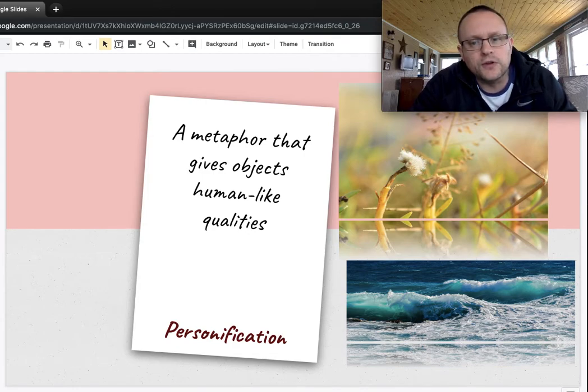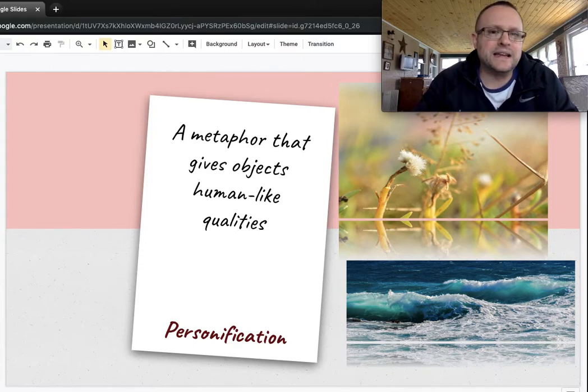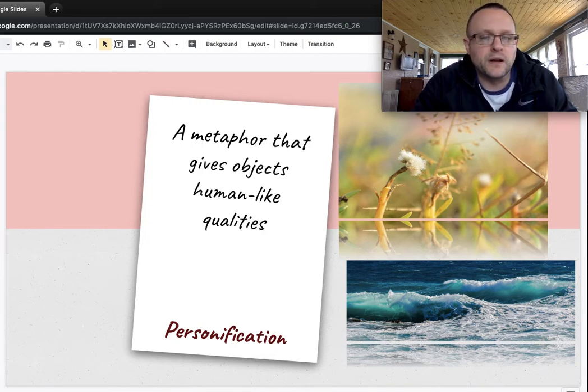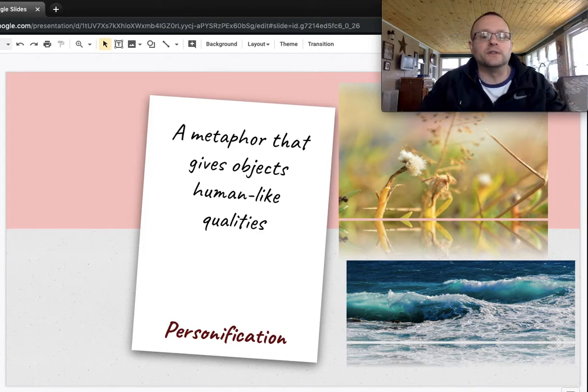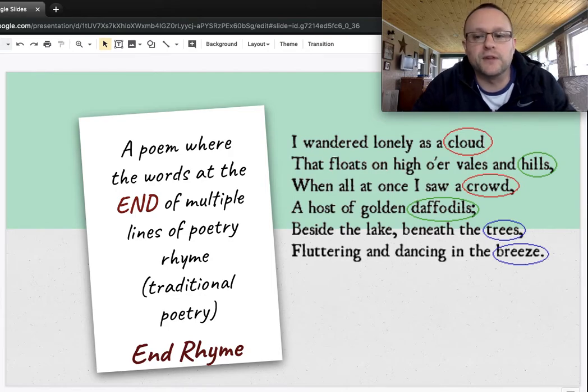Some will argue that you can give human-like qualities to animals and it can still be considered personification. Technically, that is another term, but for our cases, I'm going to consider basically giving human-like qualities to any non-human entity, whether that be an object, whether that be an animal, or whatever have you. So a metaphor that gives objects human-like qualities is going to be our example of personification. So those were some examples of figurative language.